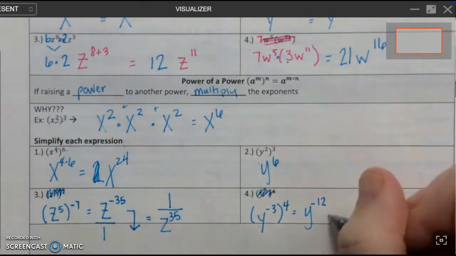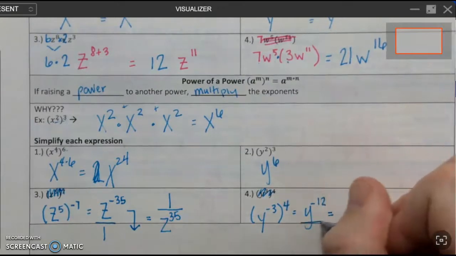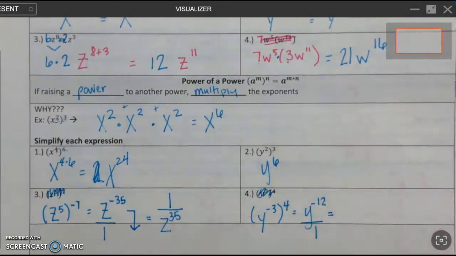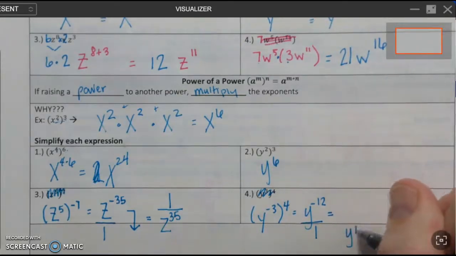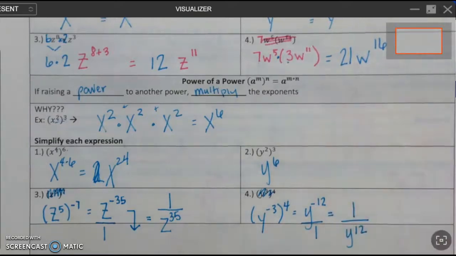When you have a negative exponent, that means I've got to move it to the bottom of my fraction. Or if it's in the bottom, I move it to the top. So it'll become positive when I move it down to the bottom with a 1 on the top.